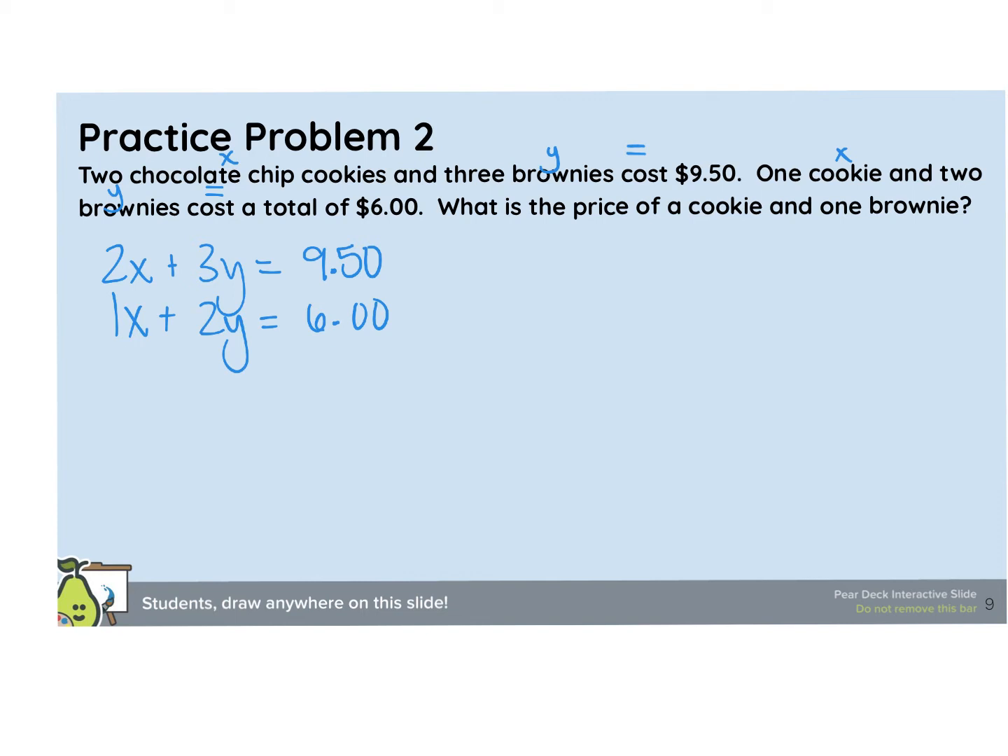Now, I look at my coefficients. I have 1 and 2 and 2 and 3. None of those are the same. So I have to make them the same by multiplying, okay?